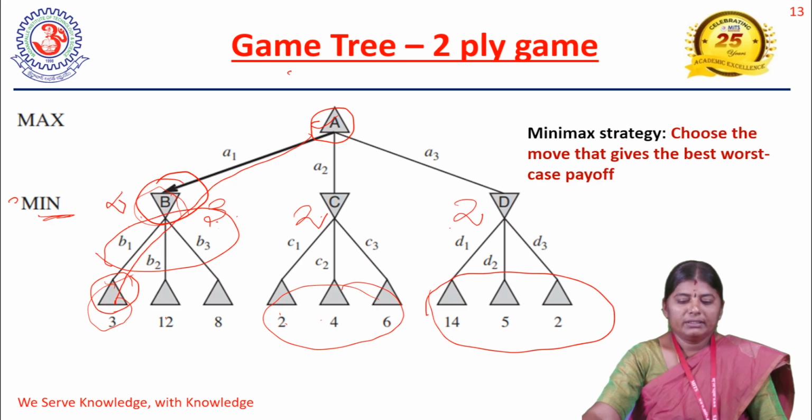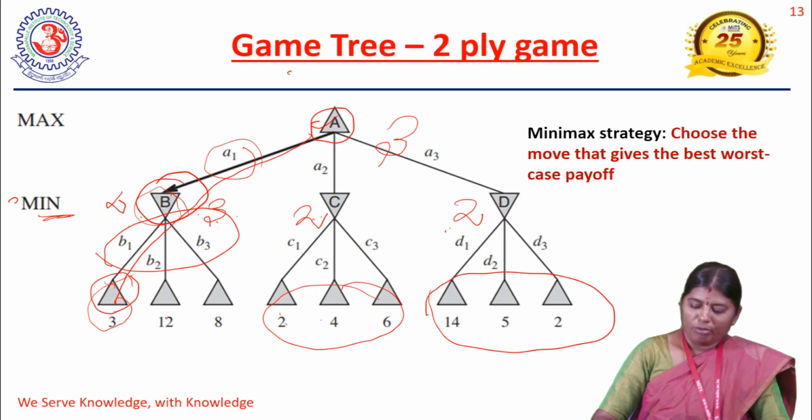Now the turn for max player. Max player always wants to maximize his profit. So out of 3, 2, 2, among all these possible actions, it takes the best move as A1. Since the value of A1 is 3, for this node it takes 3. So likewise, the problem can be solved by using the Minimax algorithm.